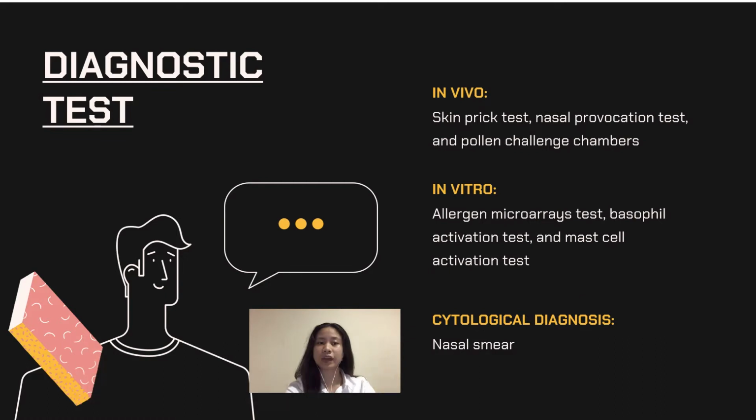There are three kinds of diagnostic tests. The first one is the in vivo test, including skin prick test, nasal provocation test, and pollen challenge chambers. The second one is the in vitro test, including allergen microarrays test, basophil, and mast cell activation test. The last one is cytological diagnosis, which uses nasal smear to detect any eosinophils.